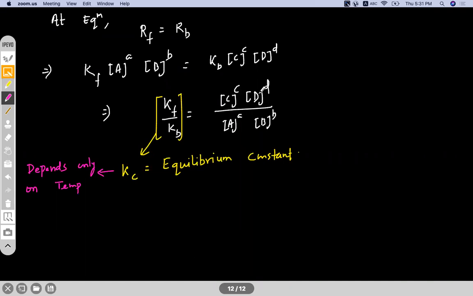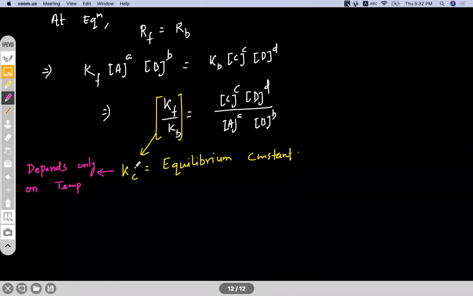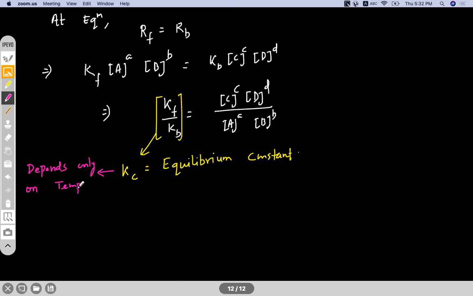C stands for concentration. If you take concentration here, it is Kc. If you take pressure here, it is Kp. Clear? If you write concentration, Kc will come. If you write down the partial pressure of C, D, A and B, it becomes Kp. And equilibrium constant, whether it is Kc or Kp, depends only upon temperature, nothing else.